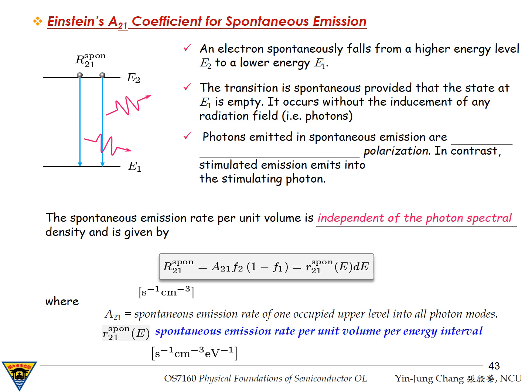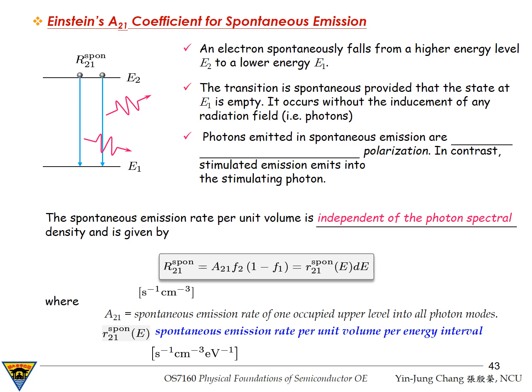Therefore, the spontaneous emission rate per unit volume is independent of the photon spectral density. We then write it using Einstein's A21 coefficient as shown in this equation. The coefficient A21 represents the spontaneous emission rate of one occupied upper level into all available photon modes. In other words, it already includes the effect of the available photon modes into which the photon may be emitted.